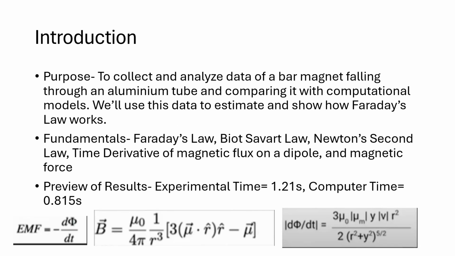The main purpose of this lab was to collect and analyze data of a bar magnet falling through an aluminum tube, and then compare the experimental data with the computational glow strip model. This comparison helps us see Faraday's law in action and understand how changing magnetic flux induces currents that oppose motion.